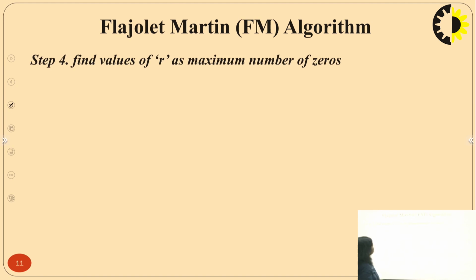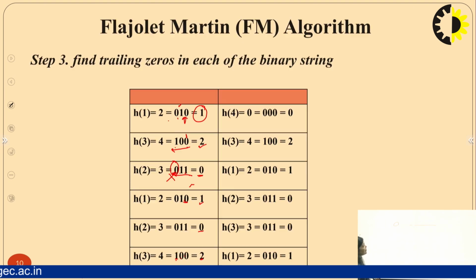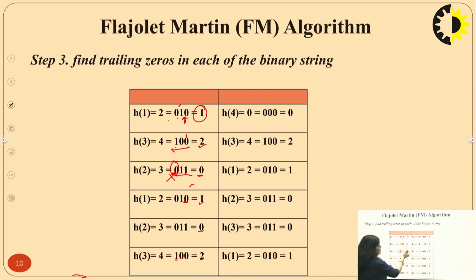And finally, we have to find the value of r, and this value of r will be the maximum number of trailing zeros that we have encountered in the previous step. So you scan your table once, and you see which is the largest or the maximum number of zeros that you have recorded in that table. As we can see in the previous step, the maximum number which occurred here is 2. So the maximum number of trailing zeros that we have encountered for the given stream is 2 here.